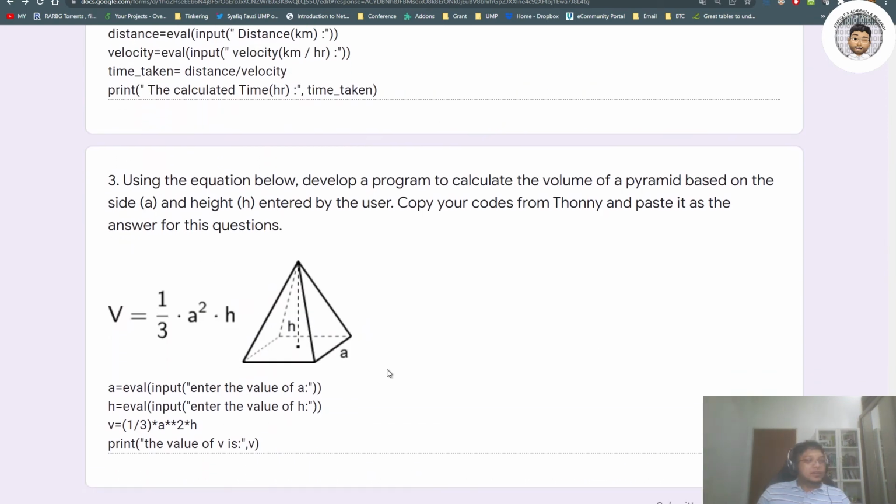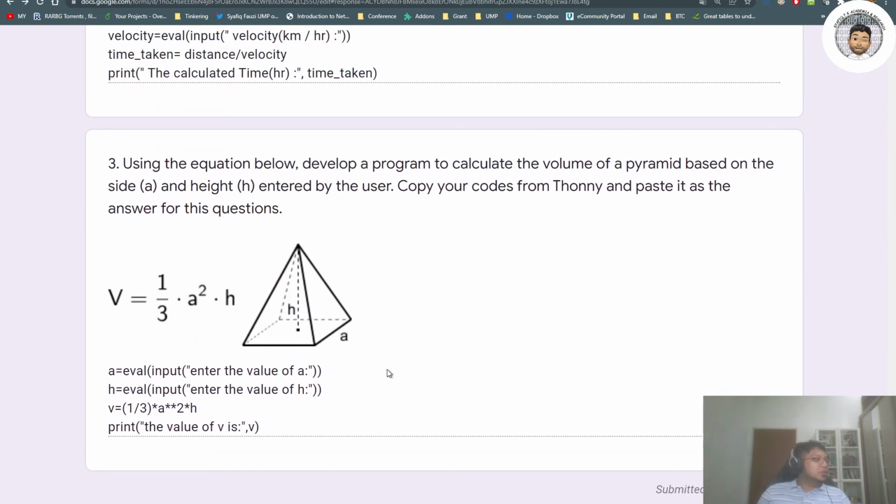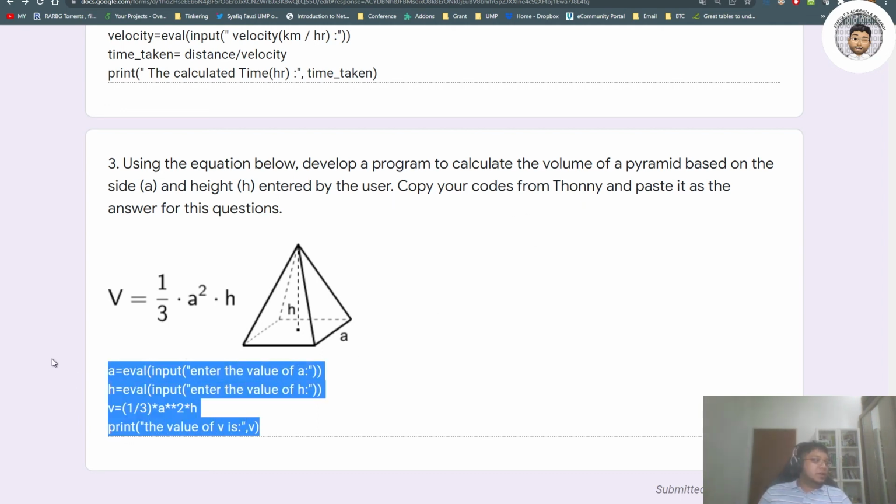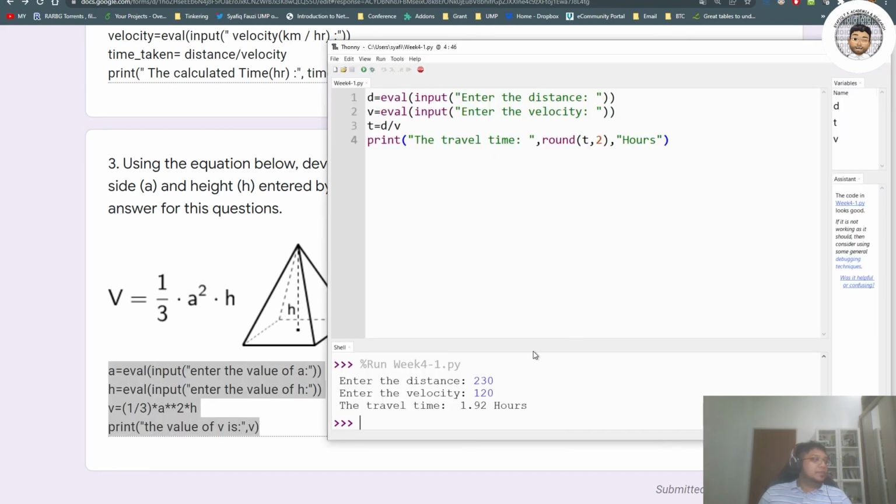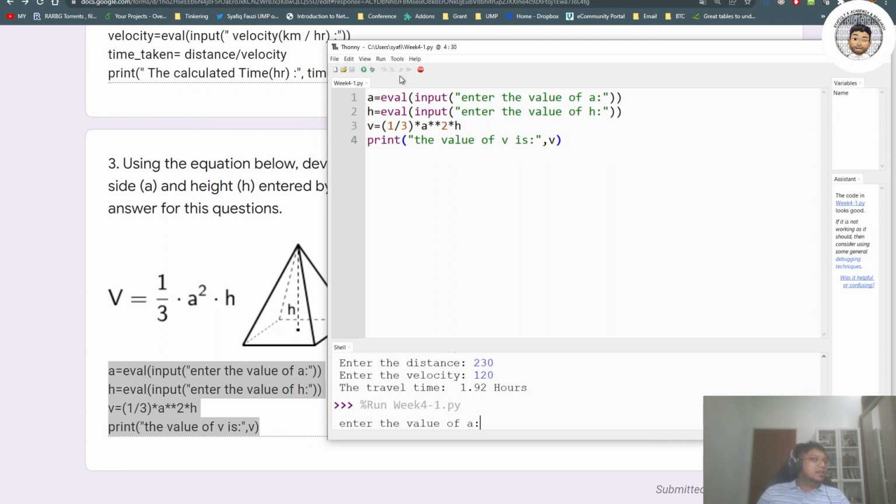Definitely super lah. Okay. So next, we go towards number 3. Question number 3 here. Okay, using the equation below, develop a program to calculate the volume of a pyramid based on the side and height entered by the user. Copy your codes from Tony and paste it as the answer of this question. So this one, okay, see the answer here. Okay, and let's take a look from Super Solihin here. And then we have the answer.